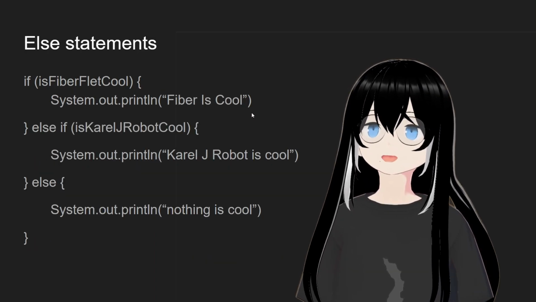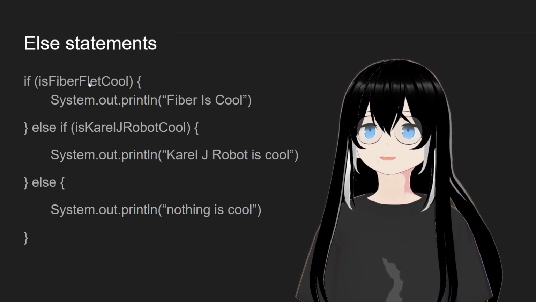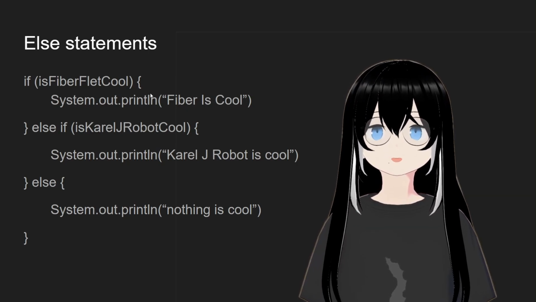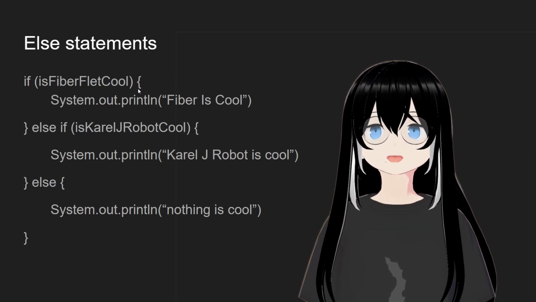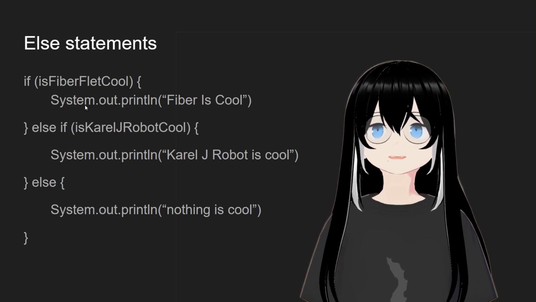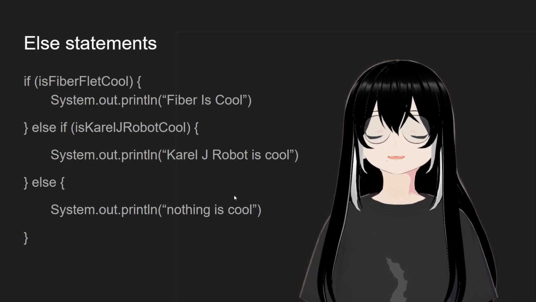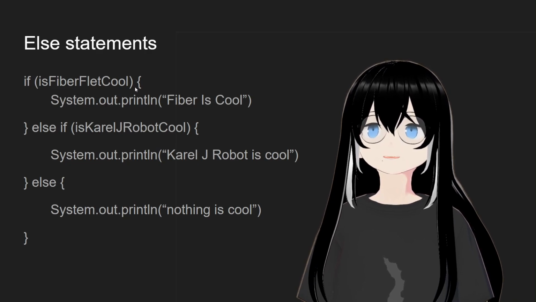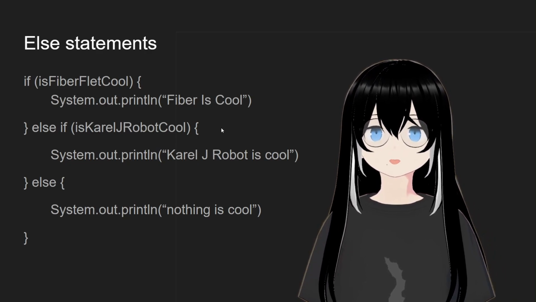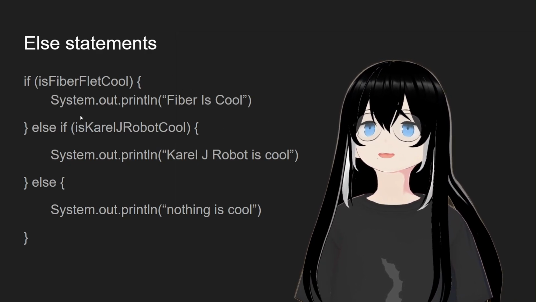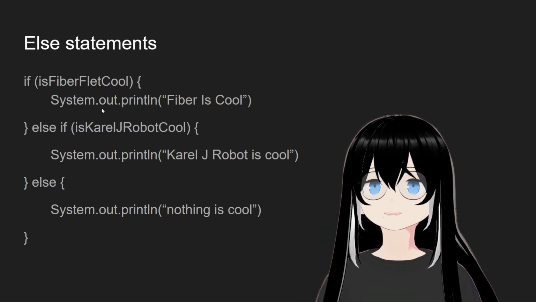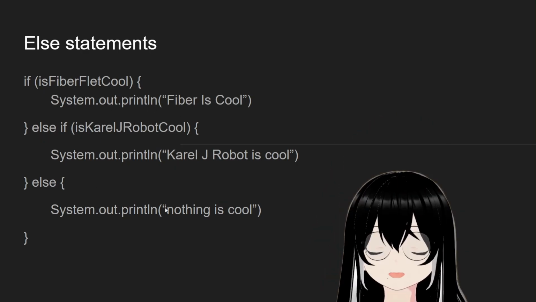So the next thing we're going to talk about is an else statement. These are with if statements. This is, for the most part, think of it like a coin flip. Let's say if you had a variable that was like if heads, print out heads, you could just put else and have it print out the other option. So in this case, we have our first if statement, which is if is FiberFlet cool, you print out FiberFlet is cool. If that is false, then we go to the next else if statement, which is Karel J Robot cool? And if that is false, then finally the system prints out that nothing is cool.